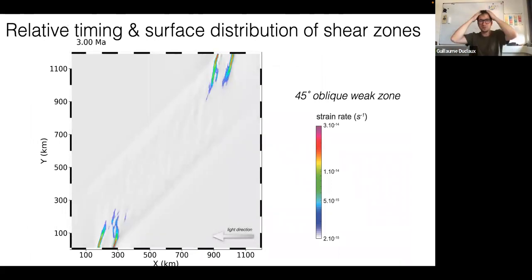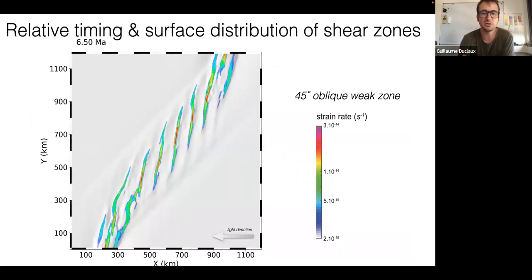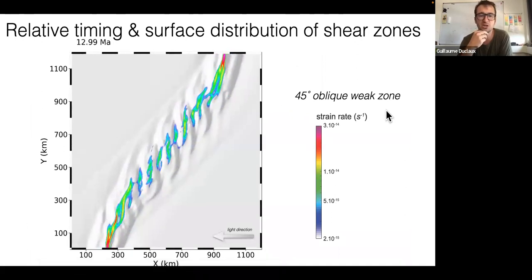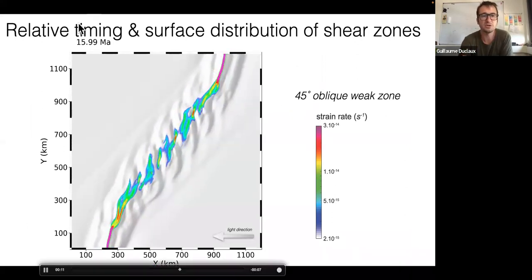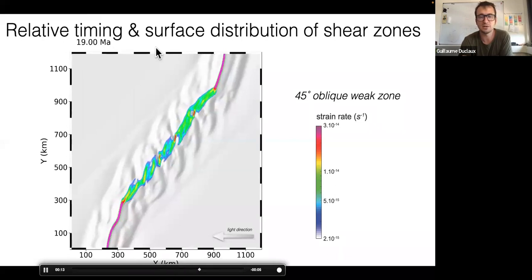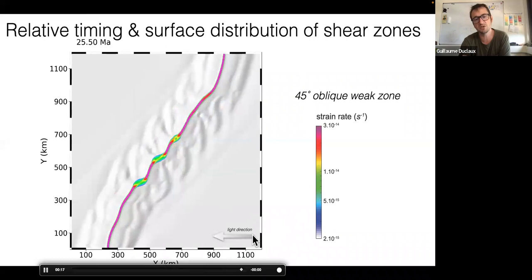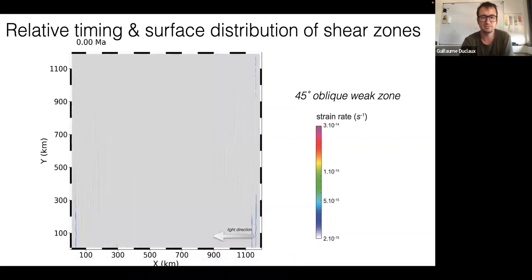So this is what the model looks like. You've got a map view of the model, and the color scale is the strain rate, so the active deformation in the system. You've got the time shown here at the top, and what we see is the hill shade, where the light is coming from this direction. So here it means that you will have a slope looking towards the east on the side here. I'm just going to play that again.